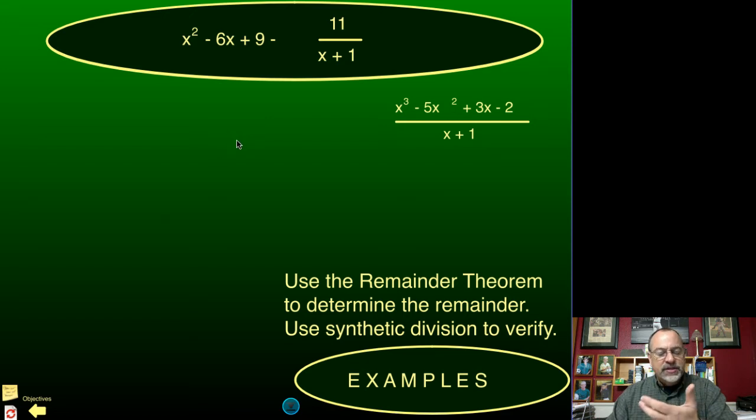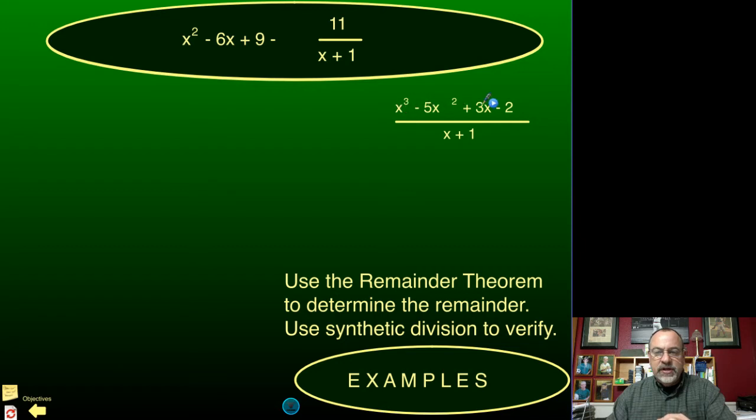So wouldn't it be nice to know that before we did the division? Again, we would know if this was a factor, number one, and we'd also have a way of checking our division to make sure we got it right, because we would know what the remainder is going to be before we even divided.